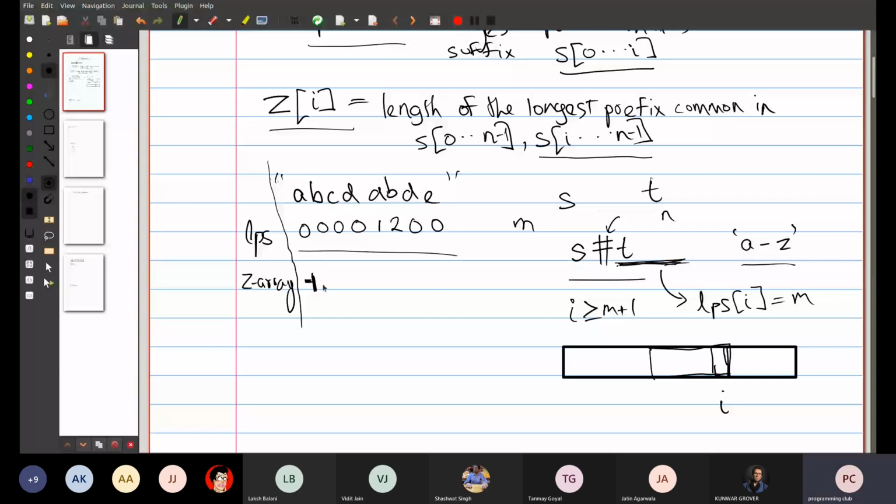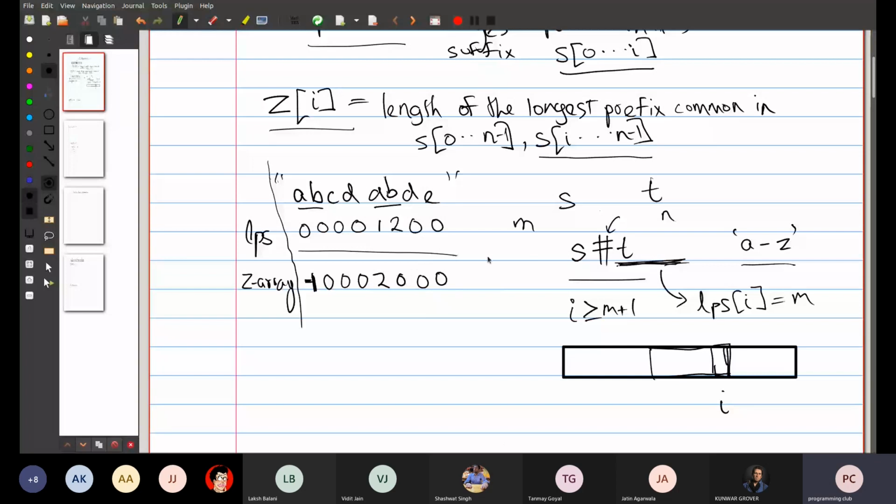From that, this would look something like this: B C D three here, because A B, not three, two. Yeah, so A B is common with A B. So starting at this position, A B is the longest prefix that is common in the entire string, and then ABABDE and 0 0 0. Yeah, so this is what the Z array looks like.